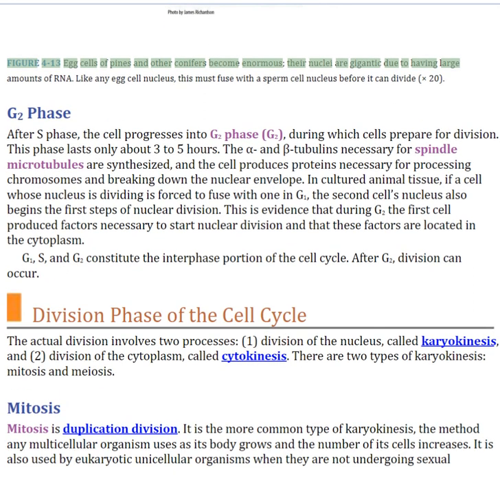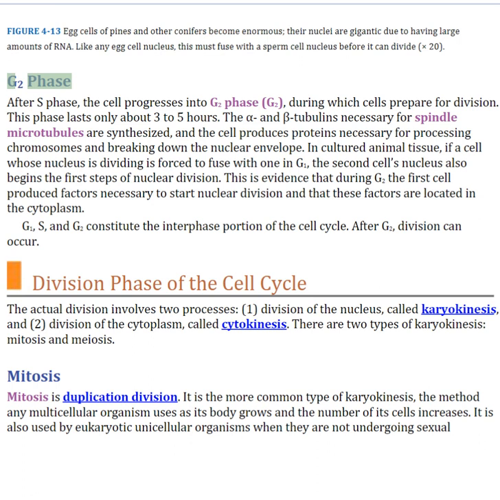Figure 4.13: Egg cells of pines and other conifers become enormous. Their nuclei are gigantic due to having large amounts of RNA. Like any egg cell nucleus, this must fuse with a sperm cell nucleus before it can divide.